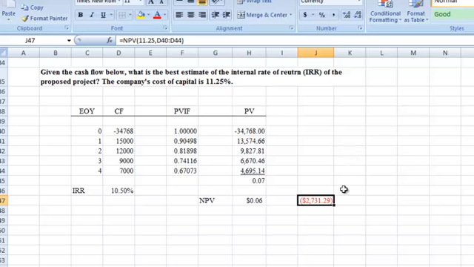So that's it. We solved the problem, and we did two different types of capital budgeting. We did internal rate of return and net present value, and that shows you how internal rate of return works. So we'll see you in the next slide.